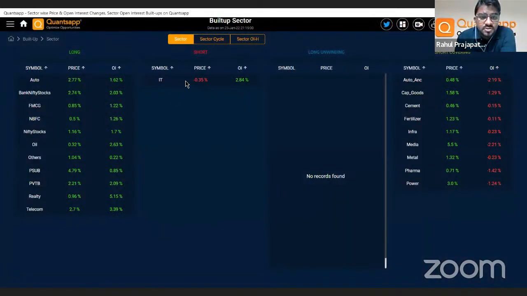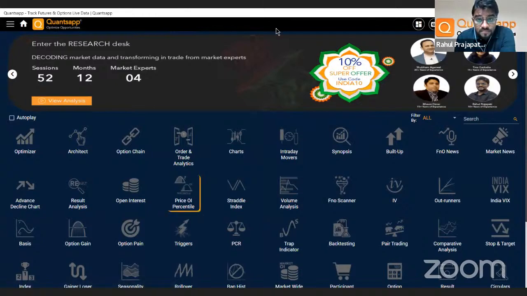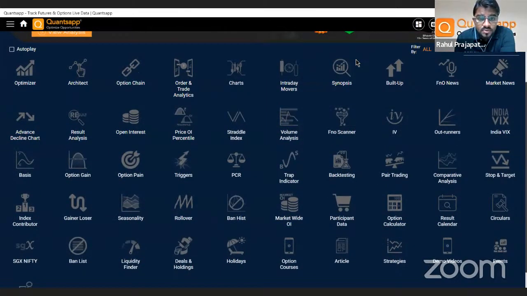Built up side में भी आप देख सकते हैं short built up सिर्फ IT में है, and here you can see realty, telecom, and oil stocks are showing a lot of long build up specifically. Okay, now come to the stocks.